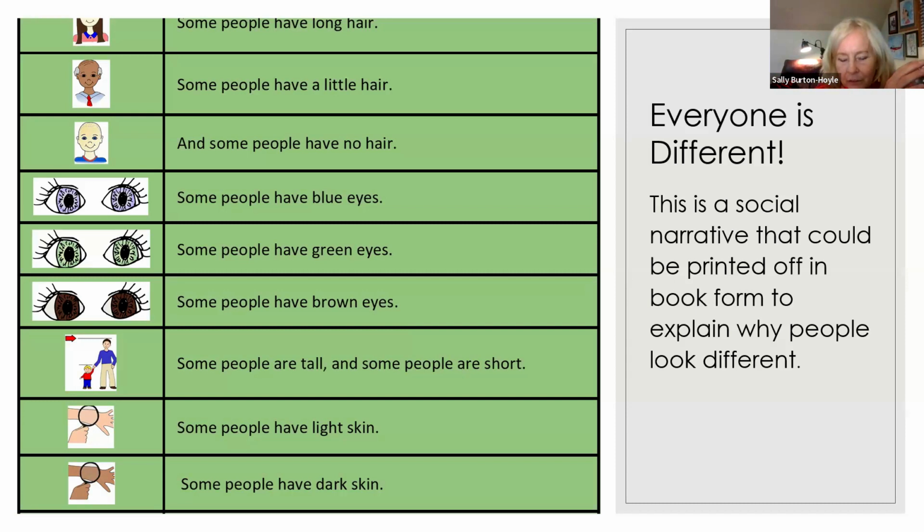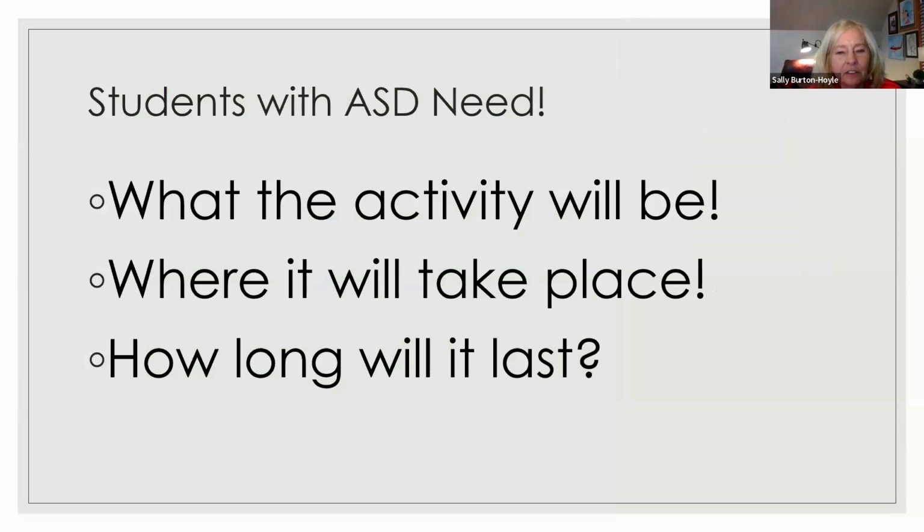But if you're not getting where you want to go with students understanding, so if nobody's following directions, then think about getting real kinds of pictures. This is what students with autism need. Okay, they need to know what the activity is going to be, where it's going to be, and how long it's going to last. They want to know that. And I have found this is true from tiny kids to college students.